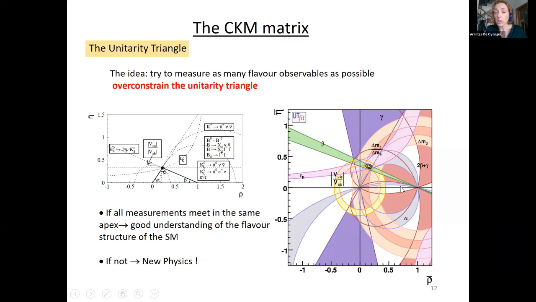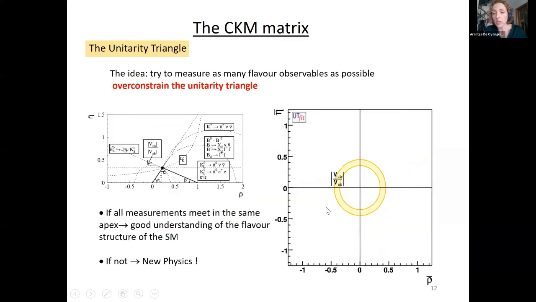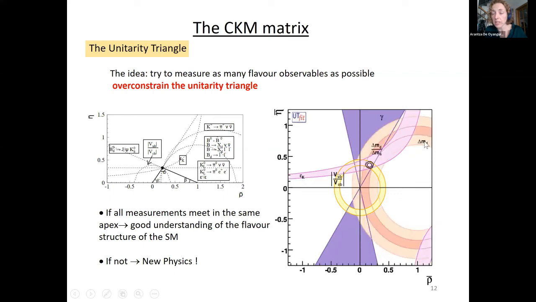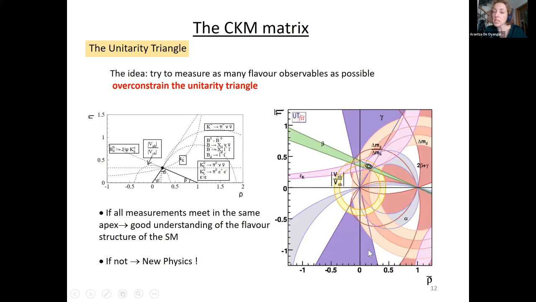I repeat, this is V_ub, then you have the gamma angle, you have different things like the mass difference, and each of them gives some constraint in this plane. If all of them meet in the same vertex, I will have this triangle here, and everything will be consistent with the standard model in the flavor framework. If there are inconsistencies, meaning they are defined in different vertexes from different observables, that means I will have new physics effects there. Okay, so this is the idea of this unitarity triangle, just to constrain rho and eta and then to be able to distinguish it.